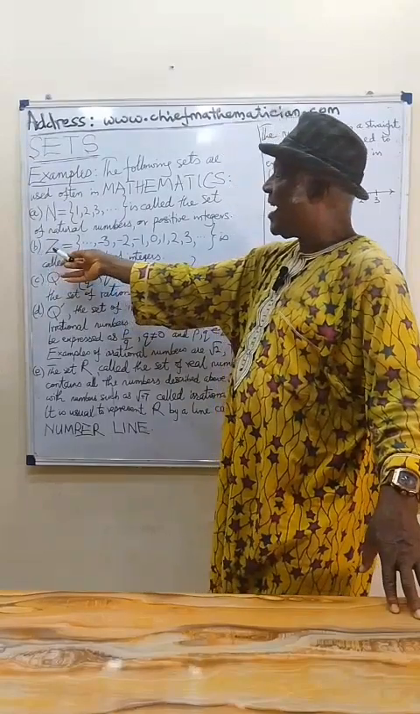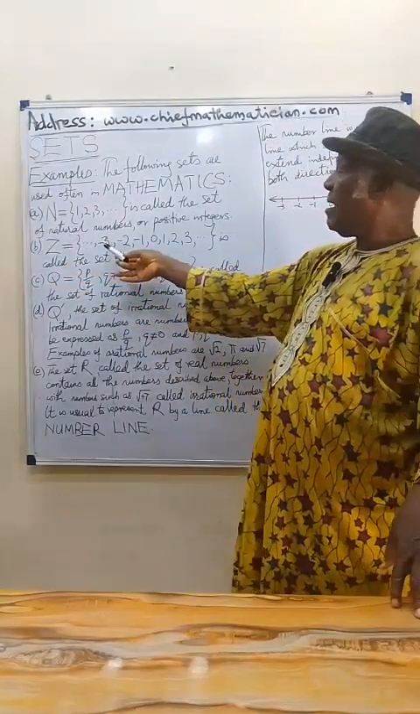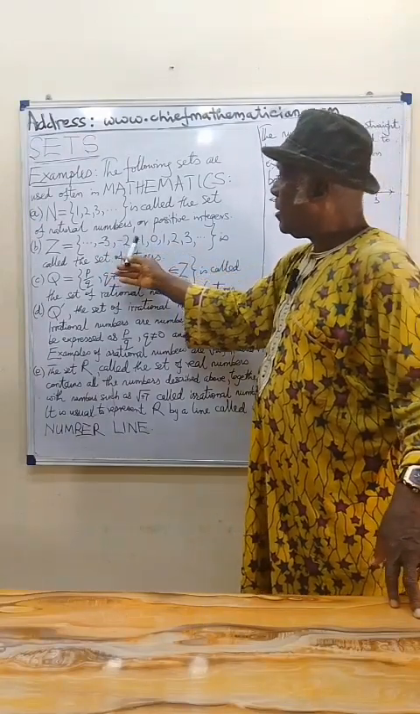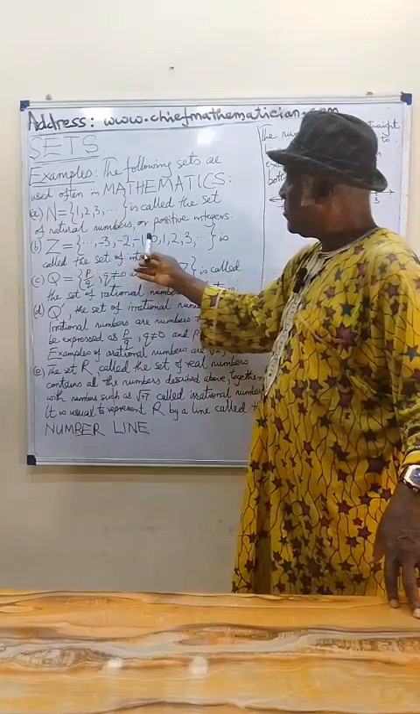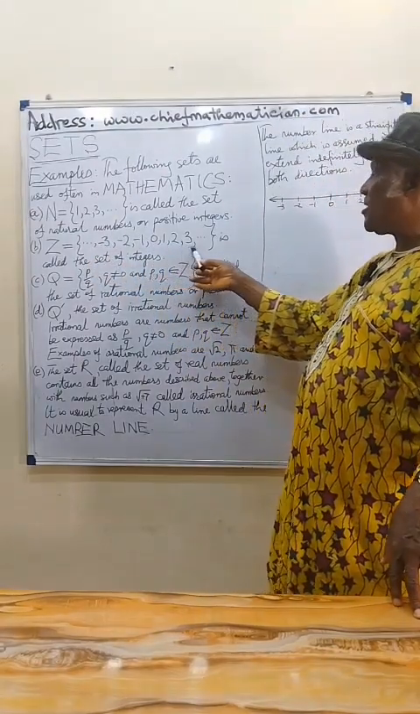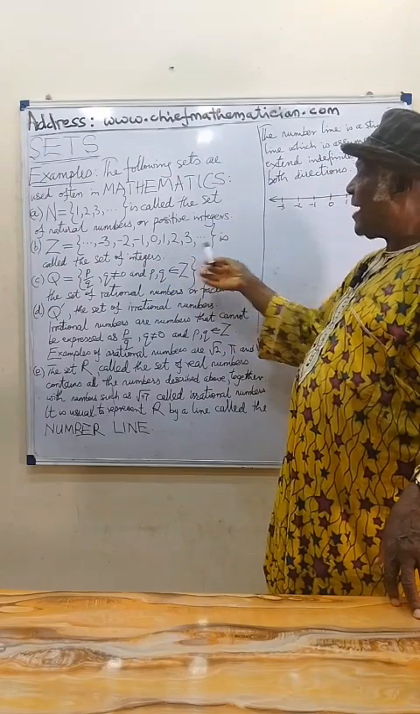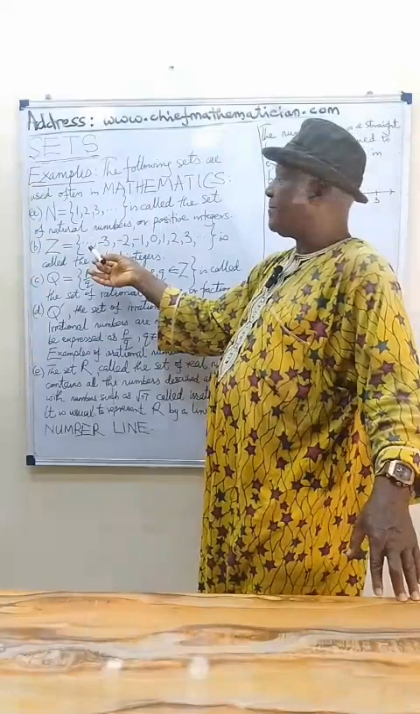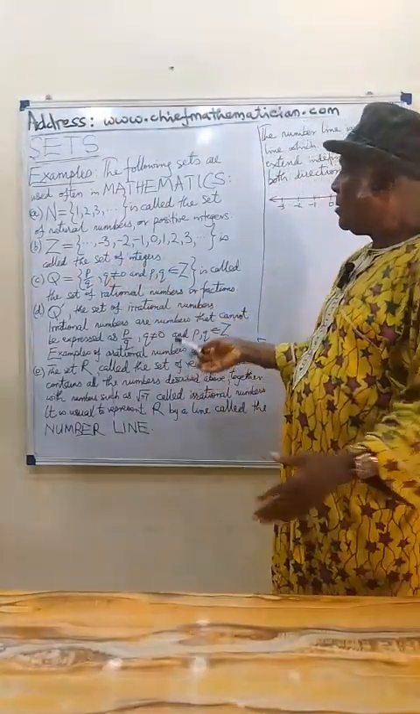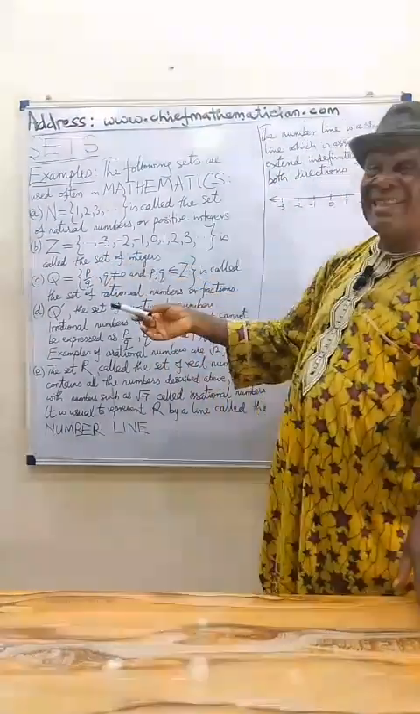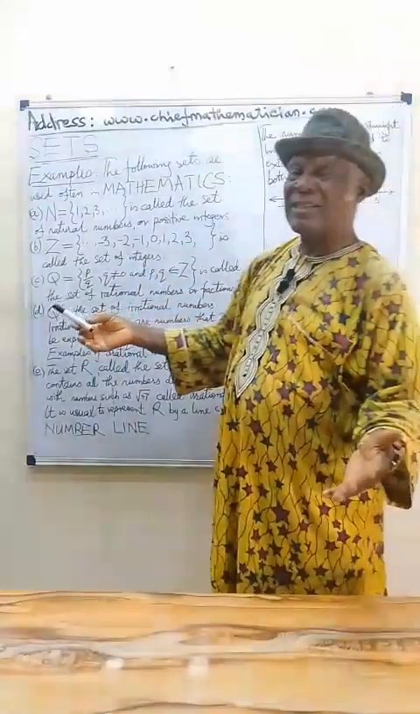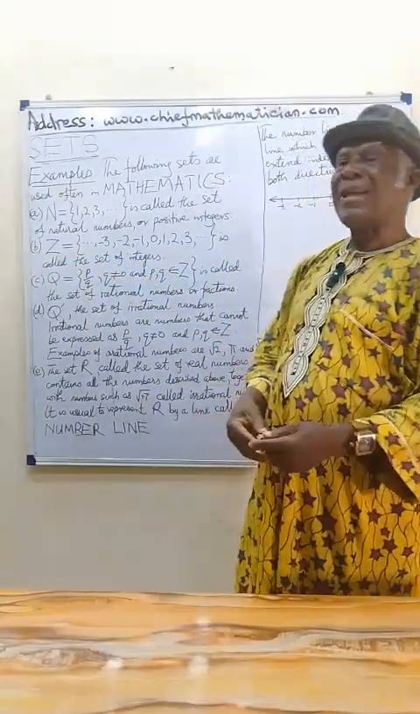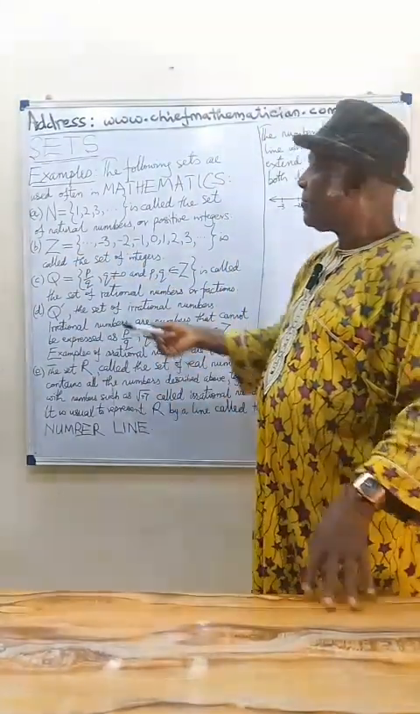B, the set Z is the set, as you can see, going from 0 positively to the right, going from 0 negatively to the left. It's called the set of integers. The set of integers, you have them positively, you have them negatively. They are usually shown on the number line.